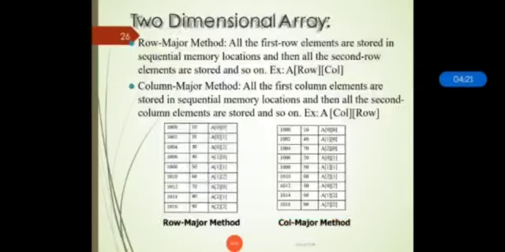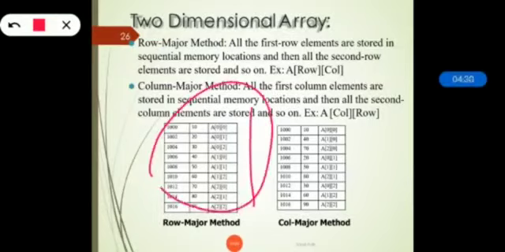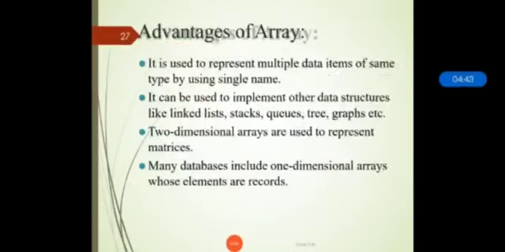In the row major method, we can see in the diagram, all the first row elements are stored in sequential memory locations, and then all the second row elements are stored, and so on. Whereas in the column major method, all the first column elements are stored in sequential memory, then the second column, then the third column, and so on. That is the two-dimensional array.